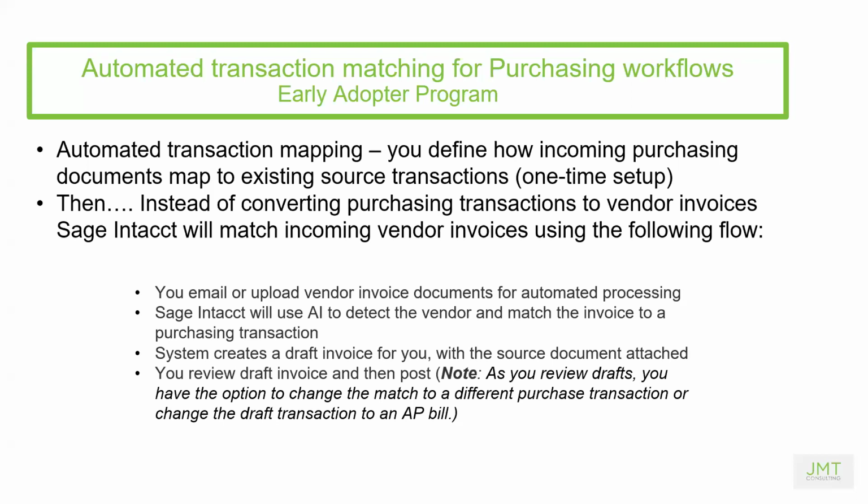The system is going to create a draft invoice. It attaches all those invoices, and you review, and then you can post. Here's the really cool note: when you review the drafts and you see that it was linked to a wrong document, you can change it. You can fix it. And so you have the ability to do that.